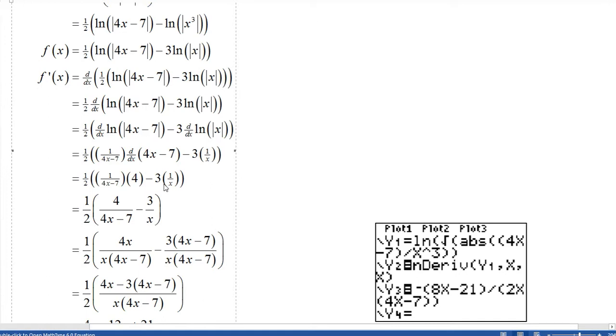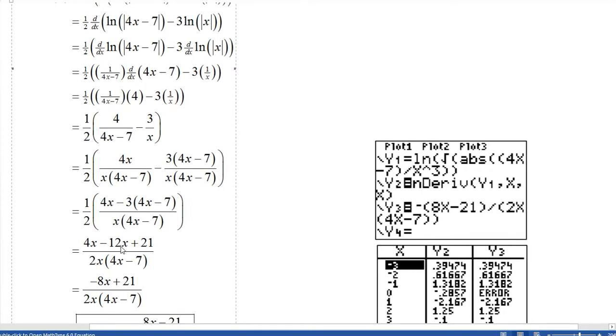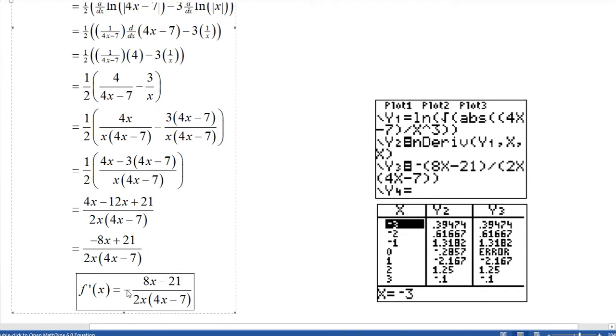That's the answer. But let's go ahead and clean it up by getting a common denominator and putting it in one fraction. Our common denominator is going to be x times 4x minus 7. Take the first fraction and multiply numerator and denominator by x. Take the second fraction and multiply by 4x minus 7 in the top and bottom. We now have a common denominator, so we can simply add the numerators and keep the same denominator. Distribute here to get -12x plus 21. Combine like terms to get -8x plus 21. Factor out the -1, and I have negative 8x minus 21 over 2x times 4x minus 7 with a negative out front. And there is the derivative.